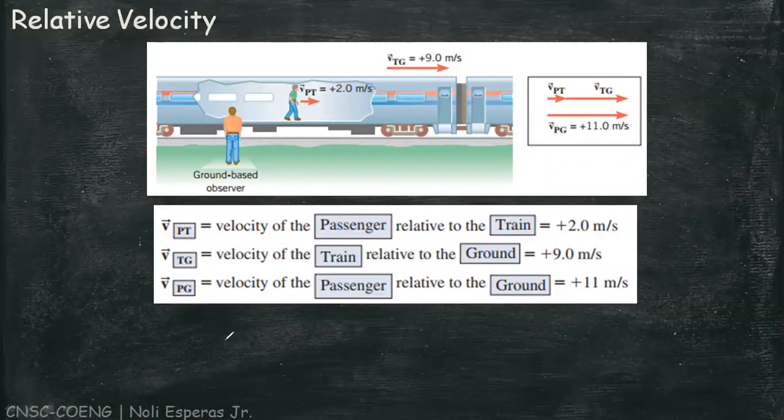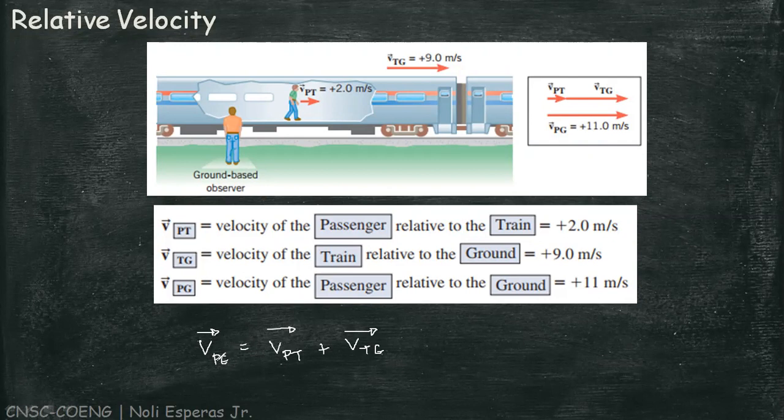So we can have the equation: the velocity of the passenger relative to the ground is equal to the velocity of the passenger relative to the train plus the velocity of the train relative to the ground, which will give us the value of 11 meters per second. So let's take note of this.